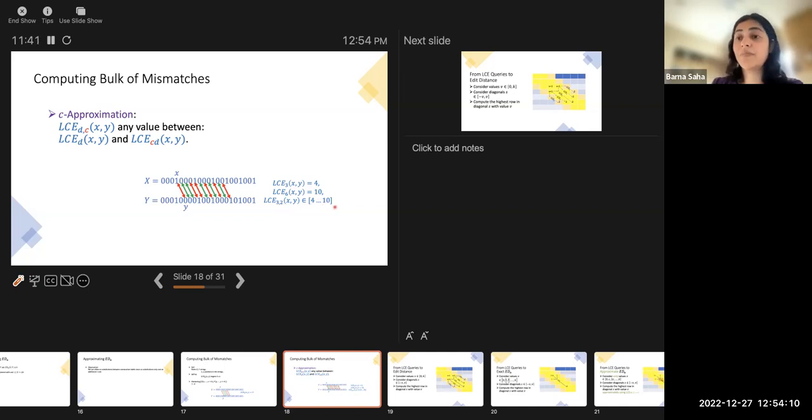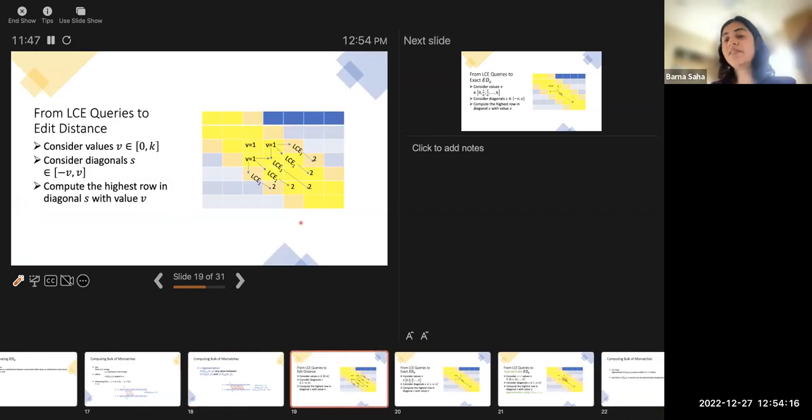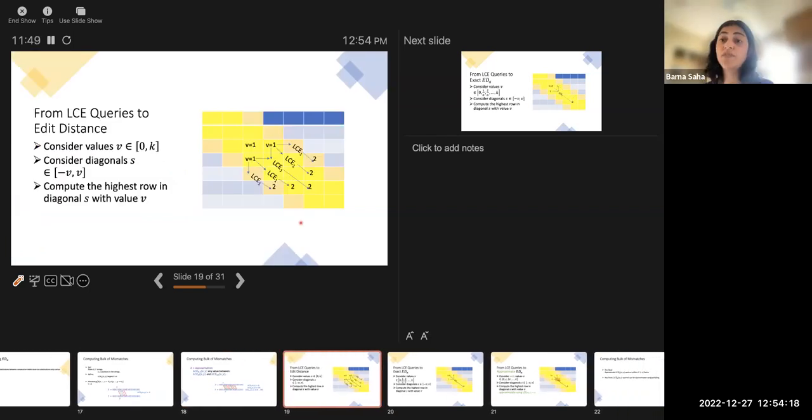So that's how you can approximate. You can have an approximate version of LCE queries. Once you know how to compute these LCE queries, you can use them to compute edit distance. Let's look at normal edit distance, how you can do it.